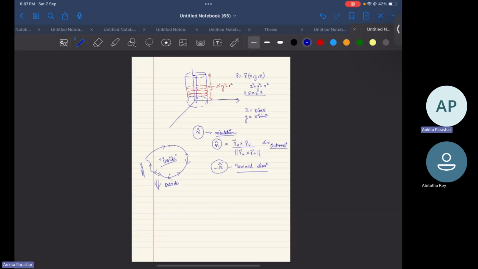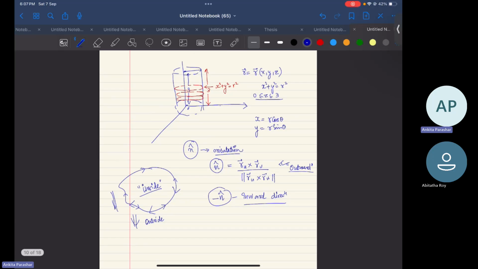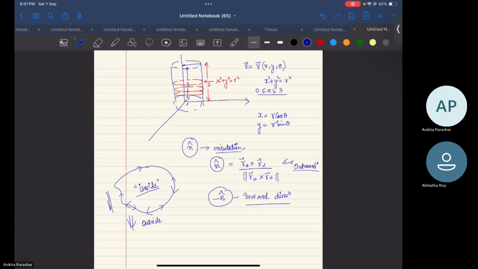So just let me make sure that you see everything on the page. So ru cross rv is nothing but i cap, j cap, k cap, and oh, sorry, u and v are nothing but r and theta. Is that okay?